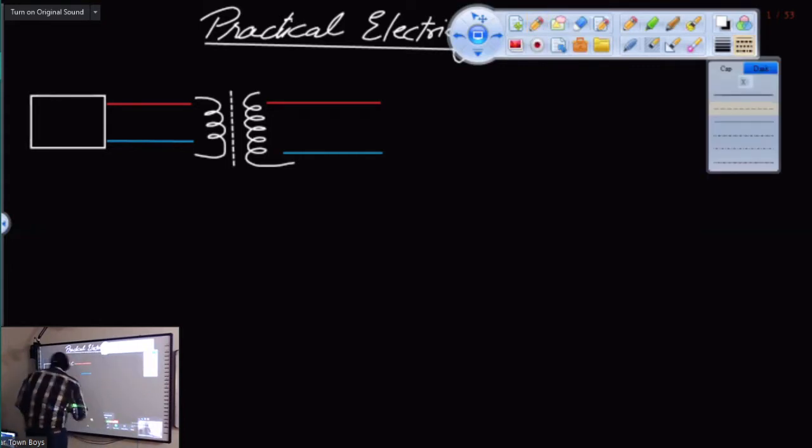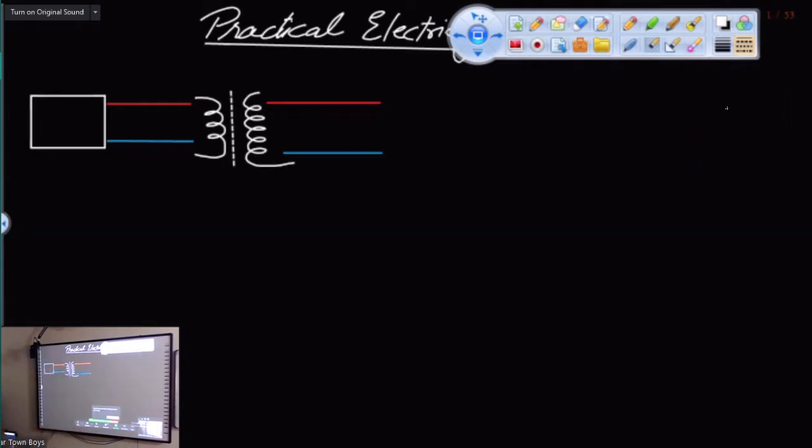For now, we won't bring the earth wire from the power generation plant. That will come at the point where we deal with household electrical circuits, real electrical circuits. So I'll bring it over there, not over here.